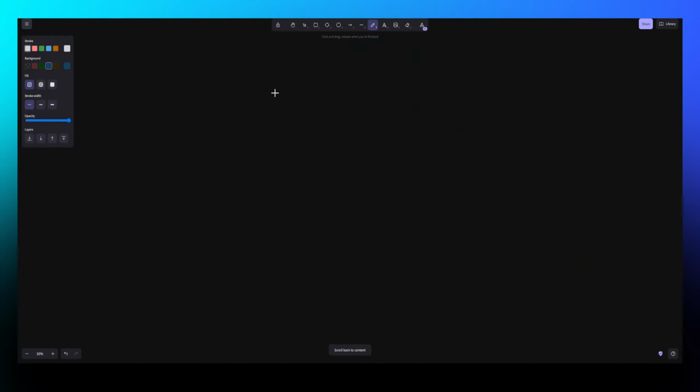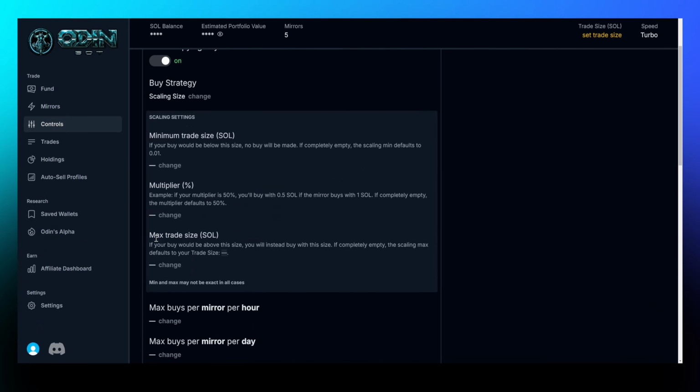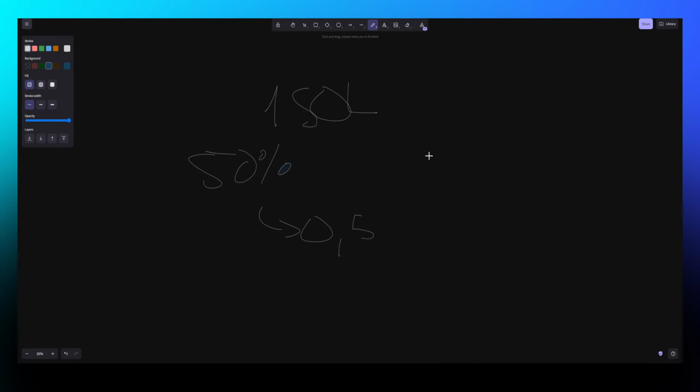So for example, let's say your mirror wallet bought 1 Solana, right? If your multiplier is 50%, you're gonna buy 0.5. But we also have the max trading size, which means that if, for example, your max trading size, right, which is gonna be MTS, is let's say 0.25 Solana, you're not gonna buy 0.5, but you're gonna buy 0.25 because you are never gonna exceed the maximum trading size.